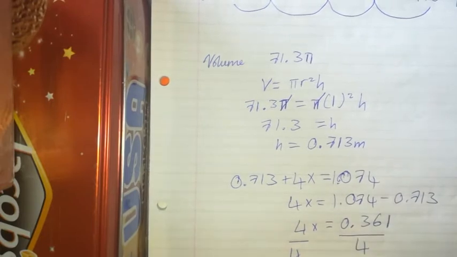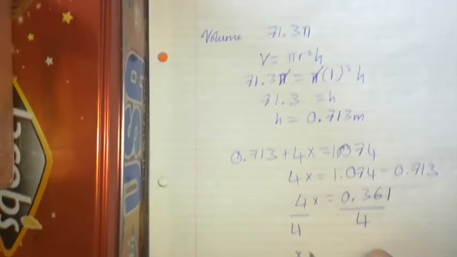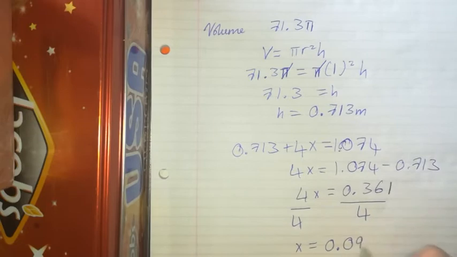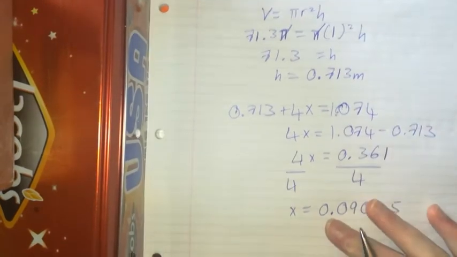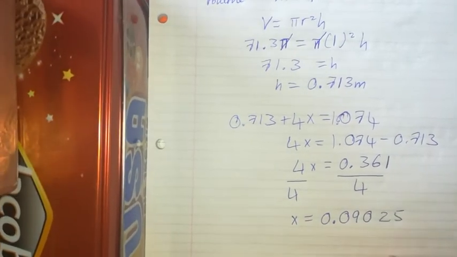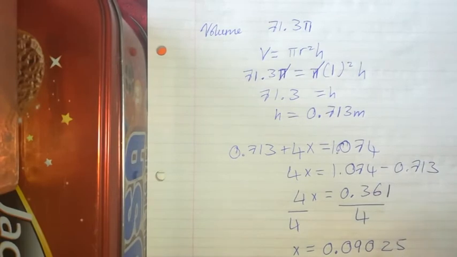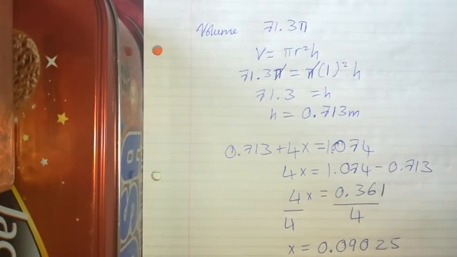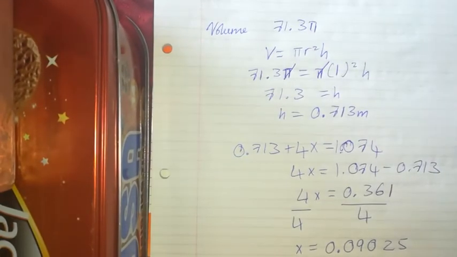So divide by 4, I get x is equal to 0.09025. So that's going to be how much it increases by each time. So I might just keep it as they want, in centimeters, the height of each bar. So I'm going to keep it as centimeters actually for now.